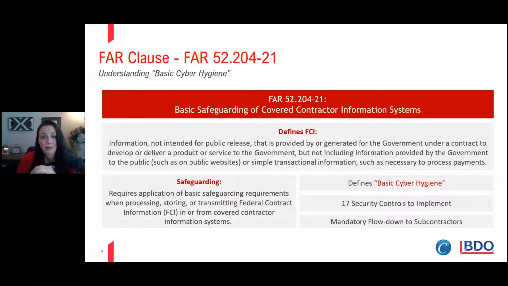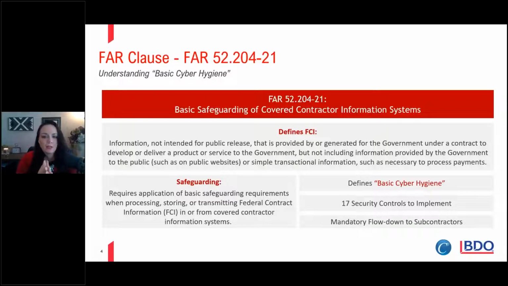And a great example of that is the SAM database. Simple transactional information, such as necessary to process payments. So they lay down a layer of safeguarding instruction for FCI before we even hit CUI or we even discuss it. This is where we start.